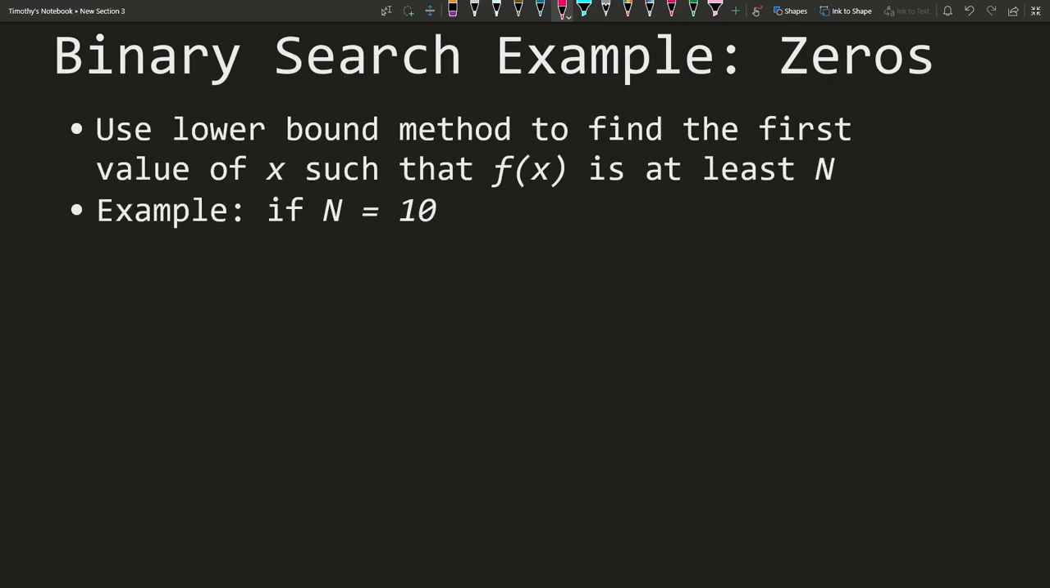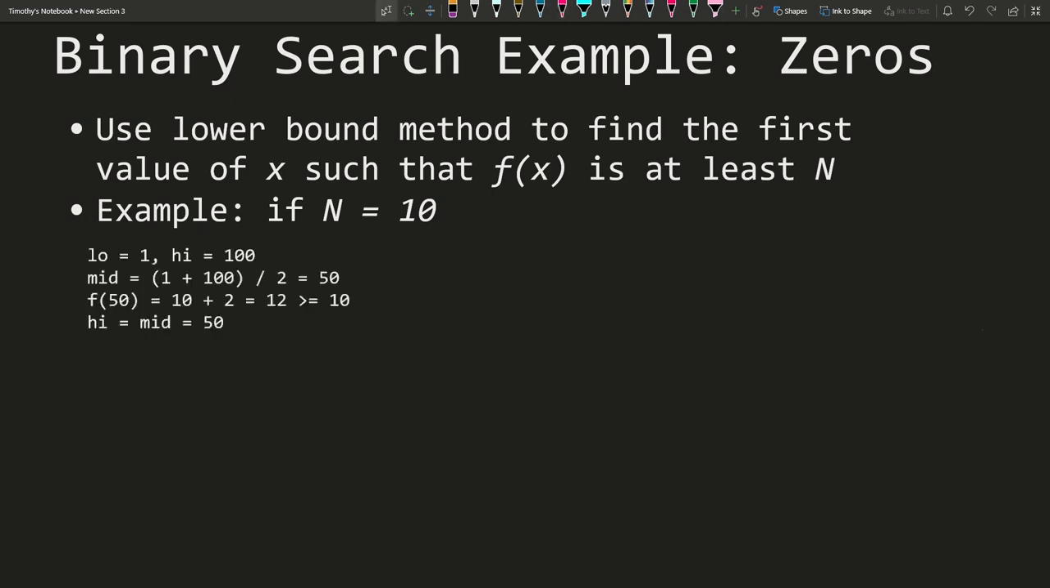And so for the binary search example of zeros, once again, we can use the lower bound method to find the first value of x such that f of x is at least n. So for example, if n is equal to 10, we can start our search range at low is equal to 1, high is equal to 100. Mid is equal to 1 plus 100 divided by 2, which is 50. Check f of 50, so we get 10 plus 2 from that, which is equal to 12, which is greater than or equal to 10. Then we're going to set high to equal mid, which is equal to 50.